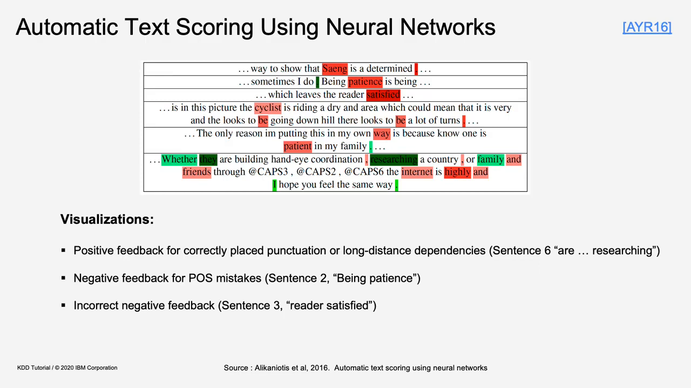In order to provide insights for different low and high scoring words, the authors visualize the gradients for them as shown in the figure here. We can observe that positive feedback is given for correctly placing punctuation or long distance dependencies. For example, in sentence 6, whether they are and researching are related and both contribute highly to the score. On the other hand, negative feedback is given for POS mistakes and spelling mistakes. For example, in sentence 2, being patient contributes to the low score. Finally, there are mistakes that are observed to be made by the model. For example, in sentence 3 here, reader satisfied is given incorrect negative feedback.